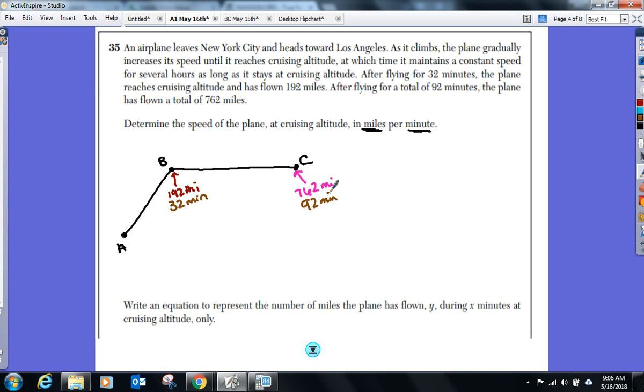All right. Determine the plane speed at cruising altitude. Name the points that represent the cruising altitude: B to C, and you got to put it in miles over minutes. So from B to C, now I'm going to start asking individual people. How many miles did it go from B to C? This is why I set up this nice diagram here. How many miles did it go from B to C?